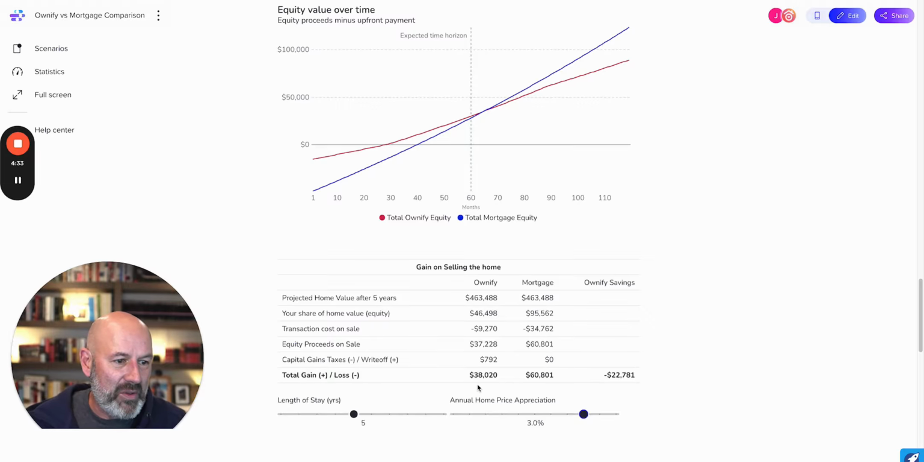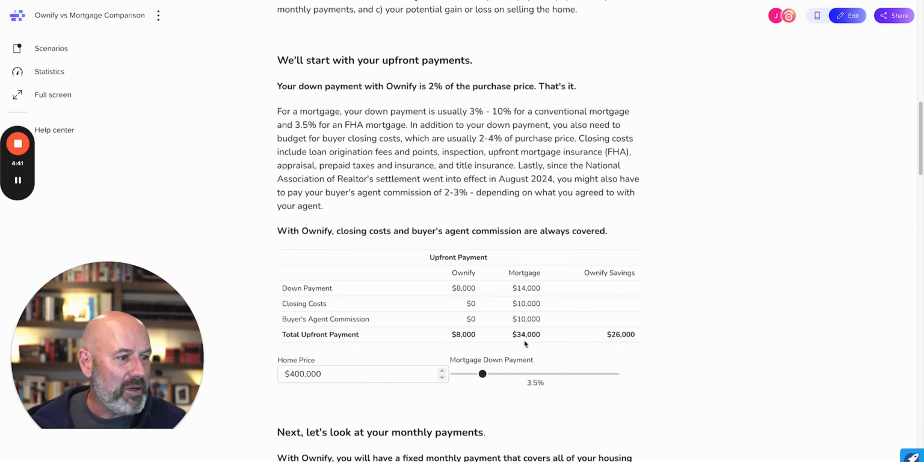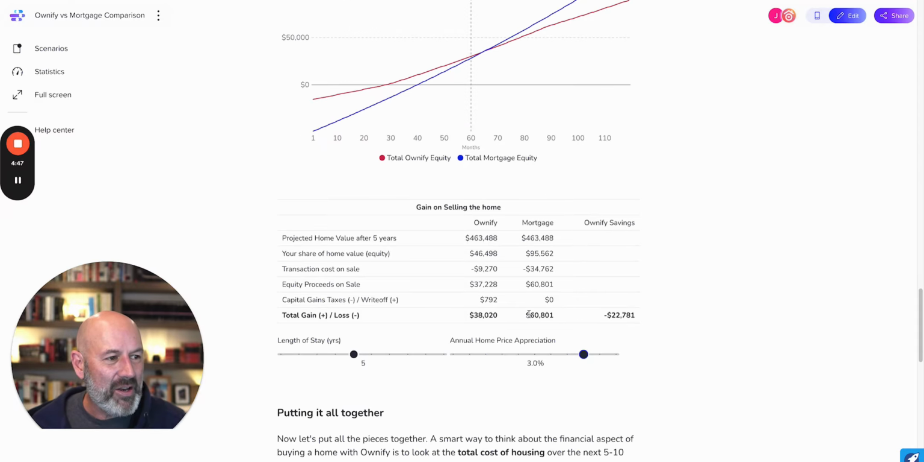Now that's still more than in the Ownify scenario, but keep in mind your upfront cost, right? If we go back to the very beginning here, you put $34,000 down versus $8,000. So your net gain, if you take into account how much you put up front, is actually significantly less than that. And so meet me further down. We'll put it all back together.